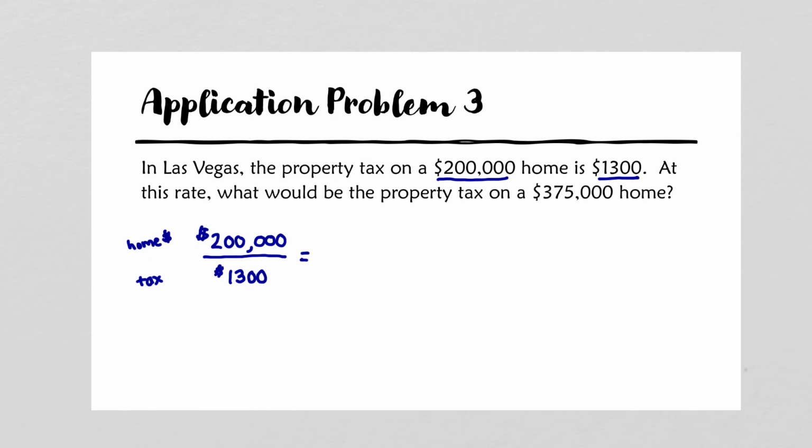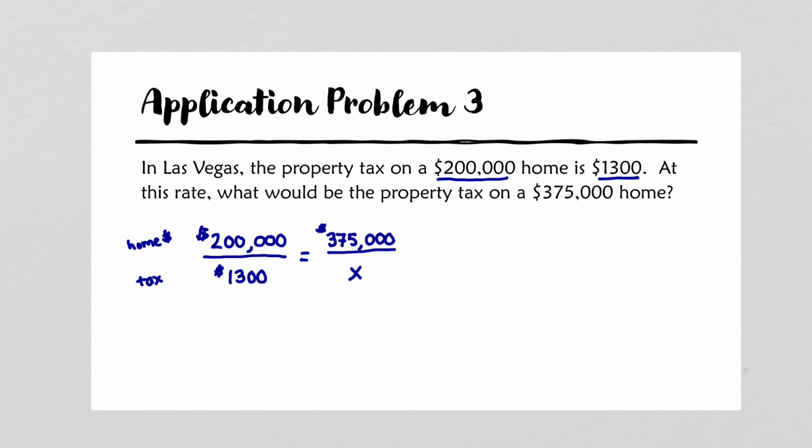That ratio corresponds to another ratio. What would be the property tax on a $375,000 home? So in this case, $375,000 is the cost of that home. That goes in the numerator. And the missing property tax, X, is what goes in the denominator.